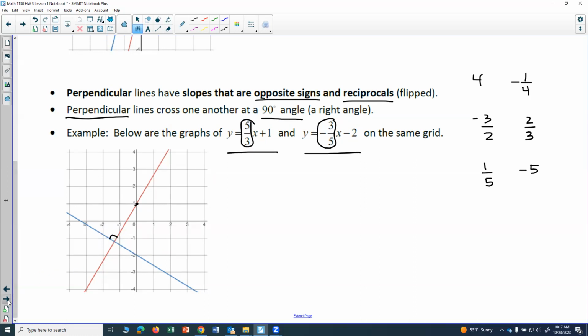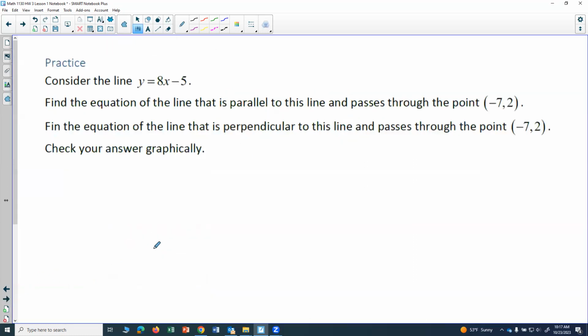All right, so let's practice with this. We're going to take the line y equals 8x minus 5, and we want to find the equation of the line that is parallel to this and passes through the point negative 7, 2. So remember, parallel lines have the same slope. Here the slope is 8.